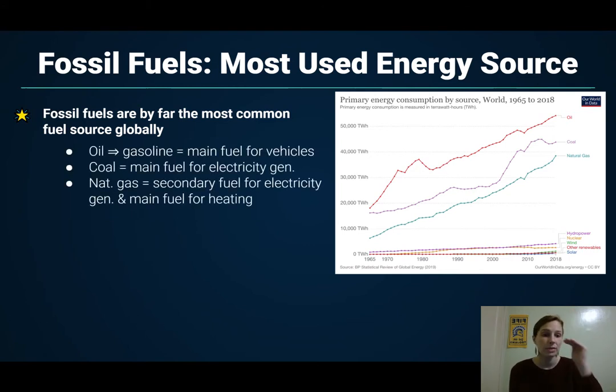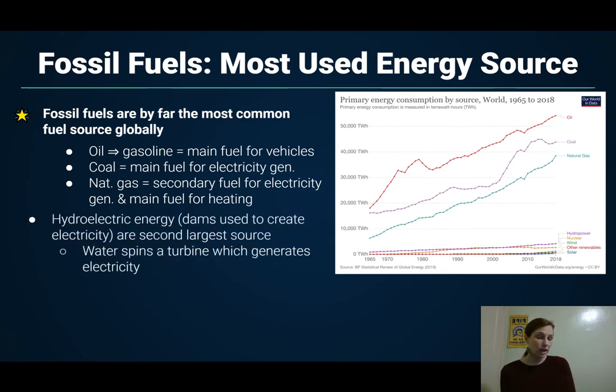So we've got these 3 that I just mentioned, and they're used for different purposes. The first, oil, is predominantly used in gasoline as fuel for vehicles. Coal is mostly used for electricity generation, for giving electricity to cities so that they can have their lights on and heaters running. Natural gas is used as a secondary fuel for electricity generation, and it's pretty common for heating. If you think of a natural gas furnace, which is very common in most houses in the United States, this is natural gas powering it. But again, these are all still under the umbrella of fossil fuels.